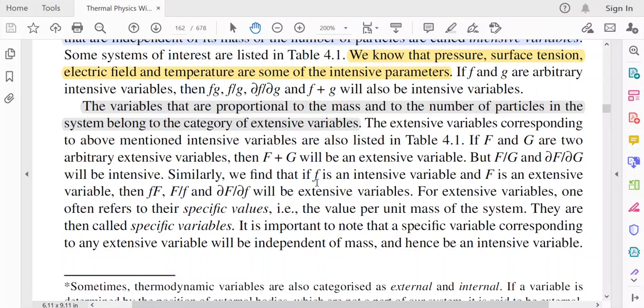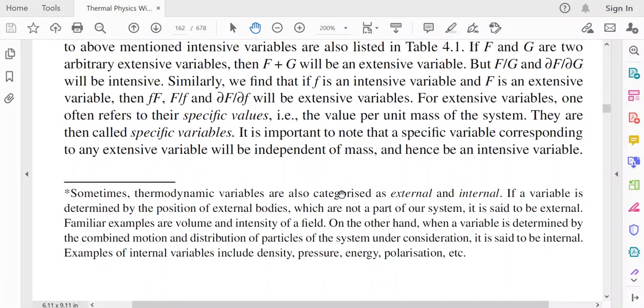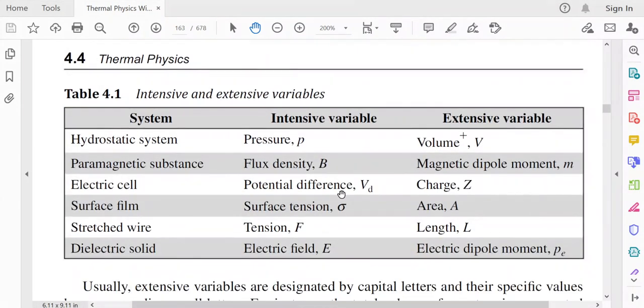So these are the mathematical properties of the intensive variables and extensive variables. We have already discussed the examples: pressure, flux density, potential difference, surface tension, electric field. Those are intensive variables, whereas volume, magnetic dipole moment, charge, area, length, electric dipole moment, all these are extensive variables.